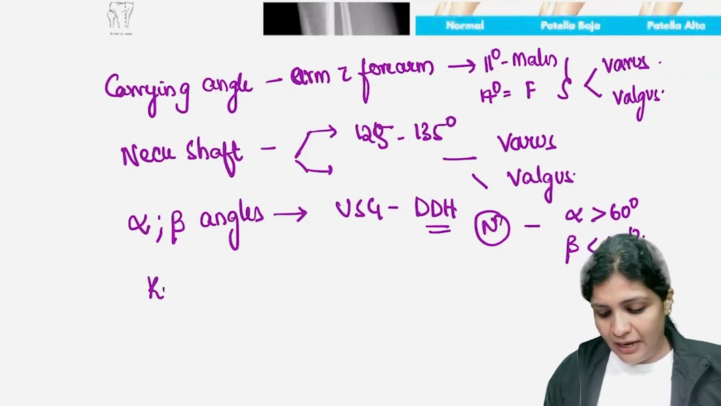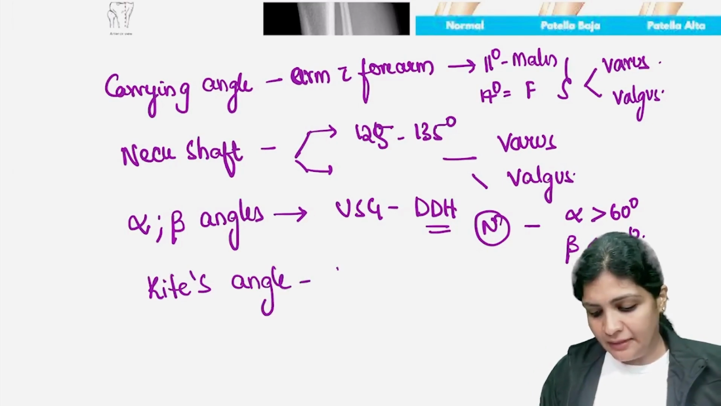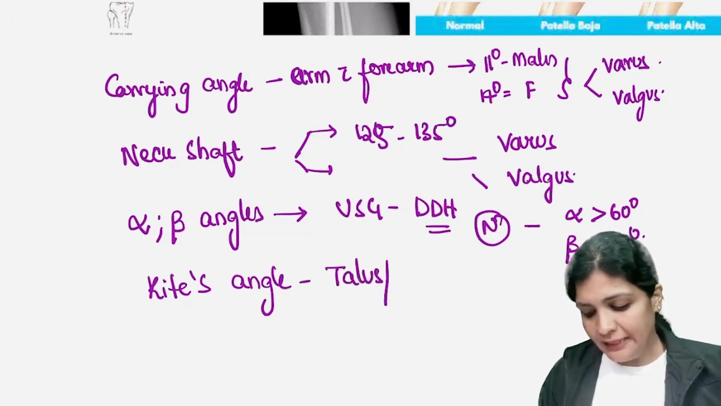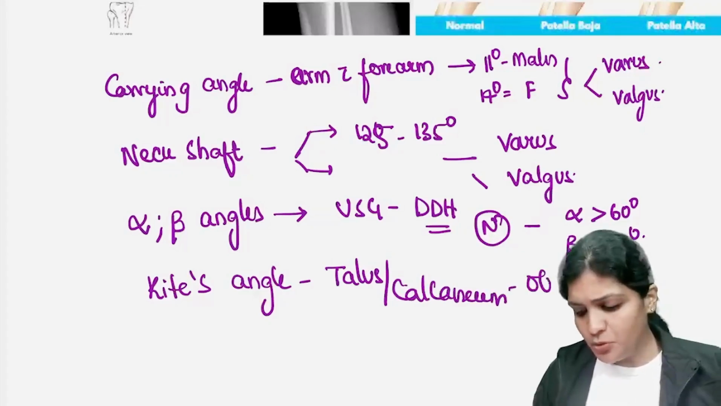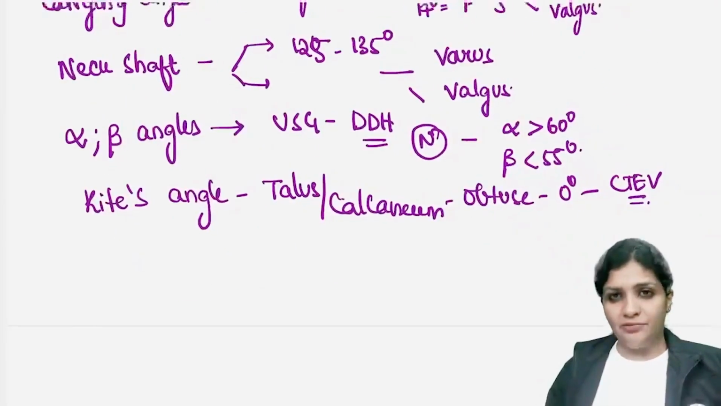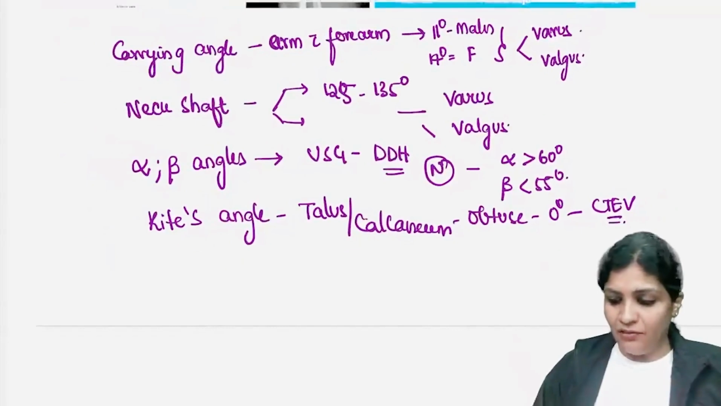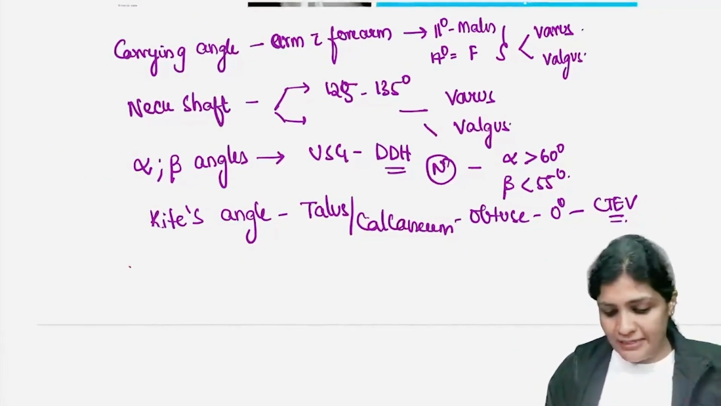And then we have your Kite's angle. So what is Kite's angle? Kite's angle is the angle between talus and calcaneum. It is somewhere an obtuse angle, but it becomes 0 in case of your CTEV, right? Parallelism, which is seen in case of your CTEV, right? And then we have your Bowlers and your Gissanes.